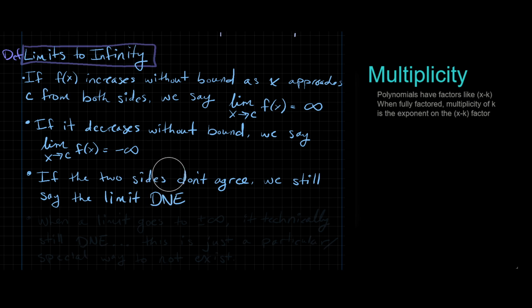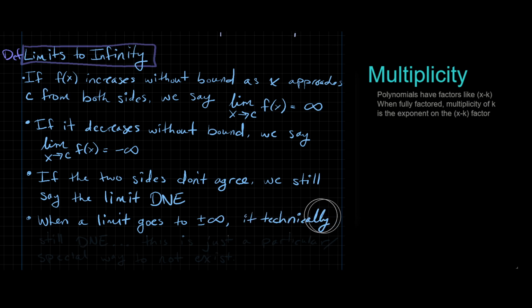Now, you might think, but hang on, when we talked about continuity, we talked about a limit needing to exist in order for it to be continuous. So would it follow that if the limit goes to infinity, then the limit exists and therefore it's continuous? No. You see, infinity is a concept. So when a limit goes to plus or minus infinity, it still technically doesn't exist, right?